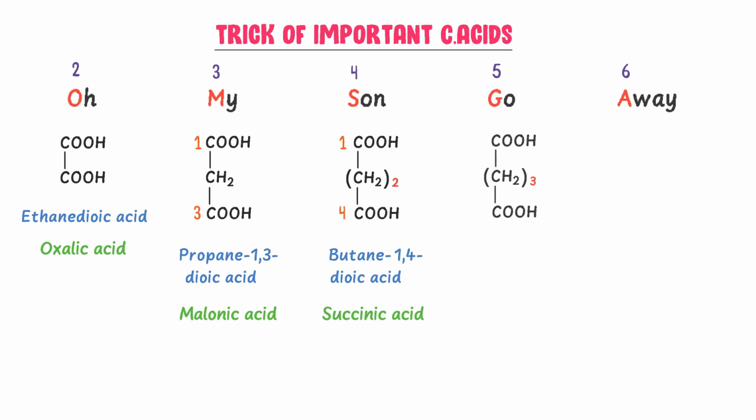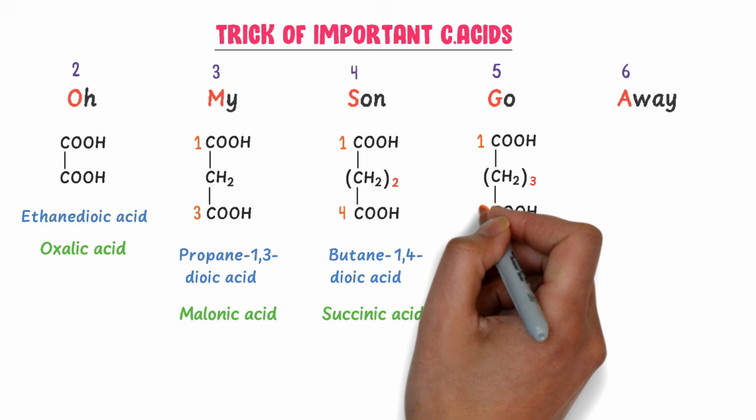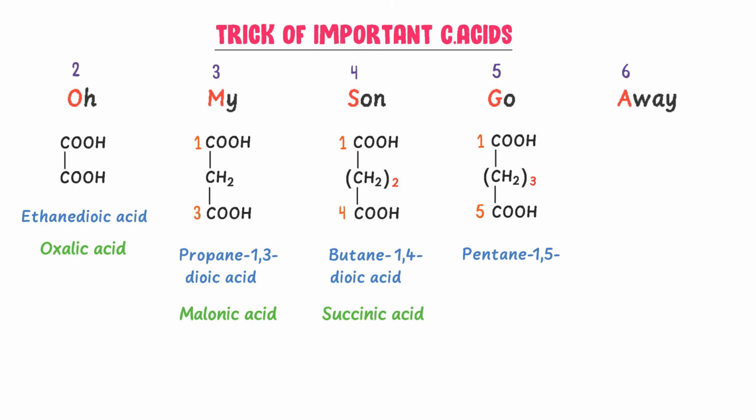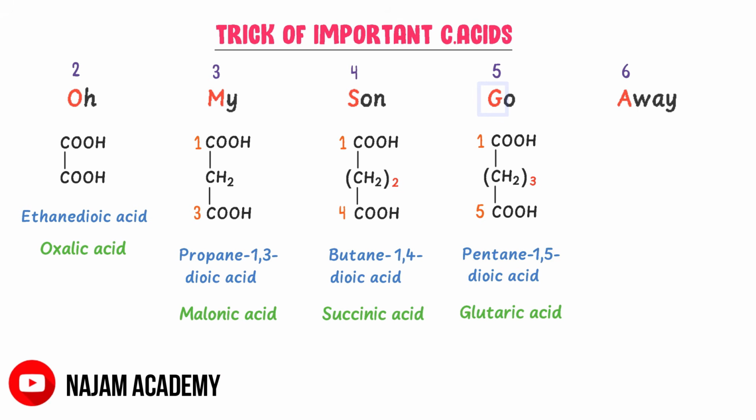Fourthly, consider this organic compound. This 3 means 3 times CH2. There are 5 carbons present in it. I write pentane. The carboxylic groups are present at the first and fifth position. I write 1,5. And then I write dioic acid. I get pentane-1,5-dioic acid. What about its common name? Well, G stands for glutaric acid. So this is its IUPAC name and this is its common name.